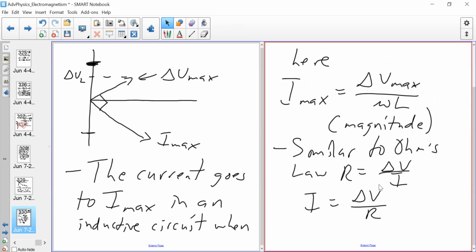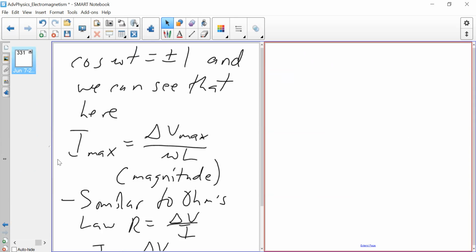So omega L acts like a kind of resistance in the inductor. It's not actual resistance because this current's still going to flow. A resistor's job is to impede or stop the flow of current, but an inductor will still have current flow through it. It won't act like a resistor acts, but there is some kind of reactance to the flow of current. And so therefore we call this term omega L the reactance of the inductor. Write that out.